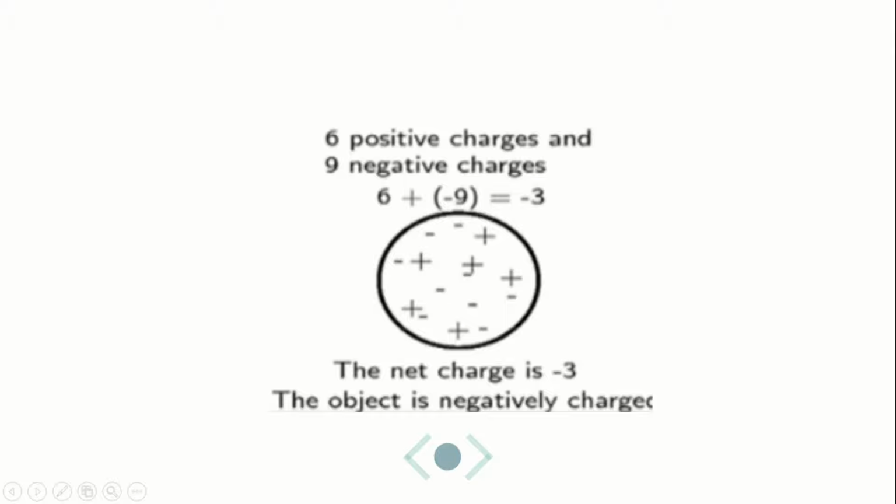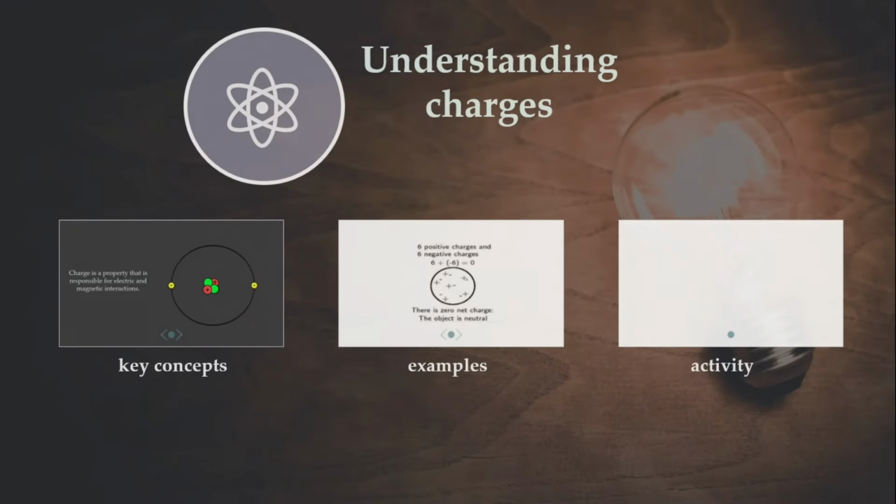Okay, last one. This one has 6 positive charges and 9 negative charges. That is positive 6 plus negative 9. That results to negative 3. So you say the net charge is negative 3. The object is negatively charged.